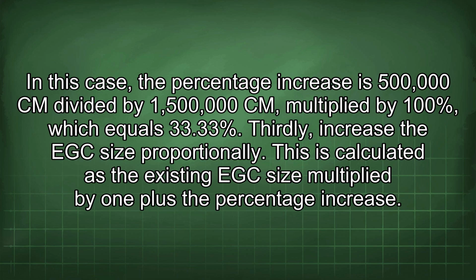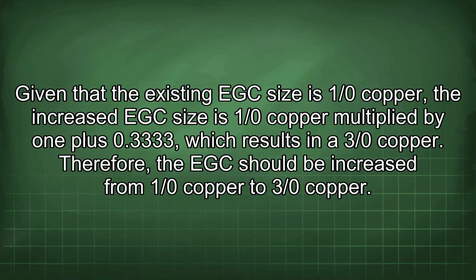Thirdly, increase the EGC size proportionally. This is calculated as the existing EGC size multiplied by 1 plus the percentage increase. Given that the existing EGC size is 1/0 copper, the increased EGC size is 1/0 copper multiplied by 1 plus 0.3333, which results in a 3/0 copper. Therefore, the EGC should be increased from 1/0 copper to 3/0 copper.